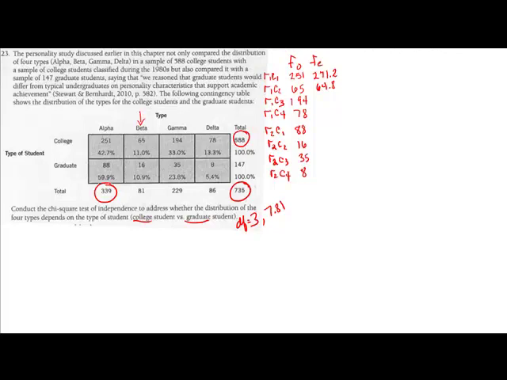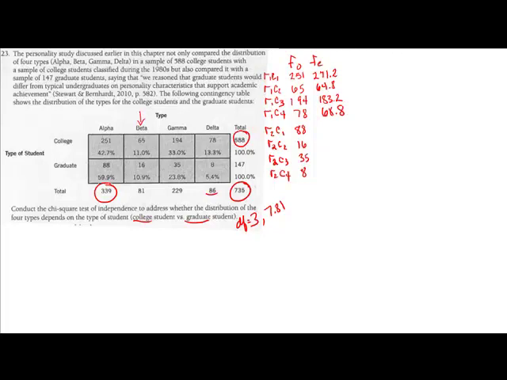Row 1's total times column 3's total divided by n. Row 1's total times column 4's total divided by n, 735.